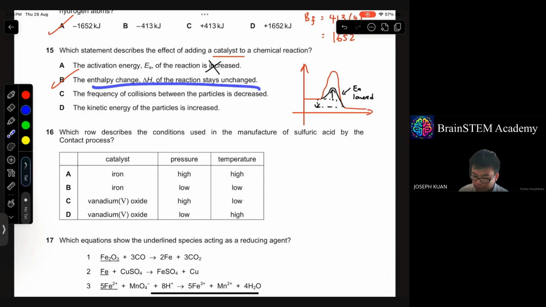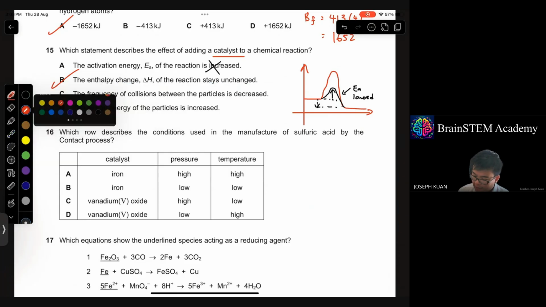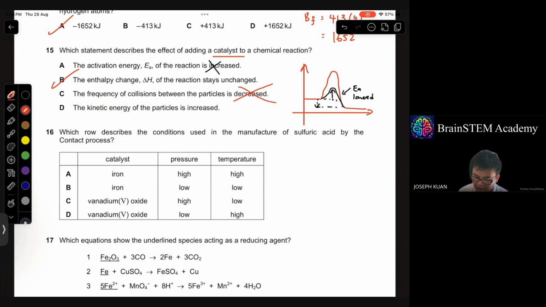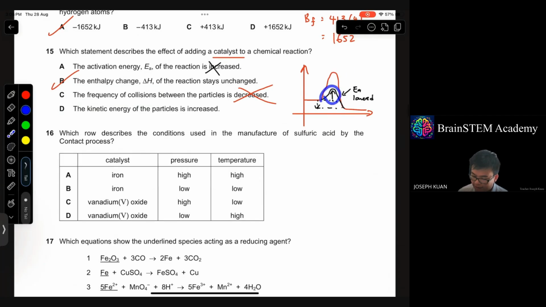This is true. Now, a catalyst doesn't actually affect the frequency of collisions. Instead, it affects the frequency of successful collisions, as it makes it easier for the particles to react by having a lower activation energy. A catalyst actually doesn't affect kinetic energy. Instead, the factor that affects kinetic energy is temperature, not a catalyst. So the answer is B for both.